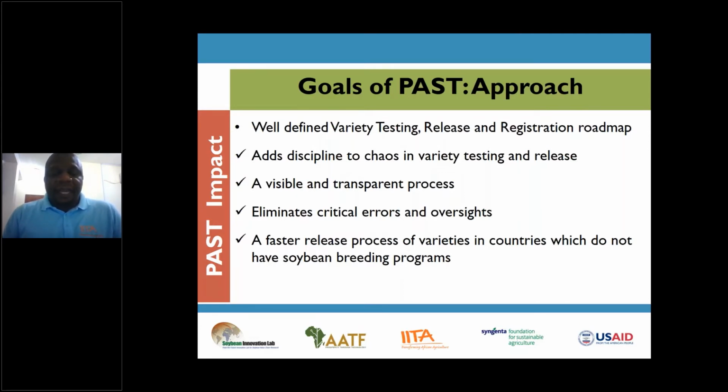The Pan-African variety trials provide a well-defined variety testing, release and registration roadmap. This adds discipline to chaos in variety testing and release. It is also a visible and transparent process. It eliminates critical errors and oversight. And we have discovered that this is a faster way of releasing varieties in countries which do not have soybean breeding programs. So the Pan-African variety trials is a way of accelerating variety release in countries where we don't have breeding programs.